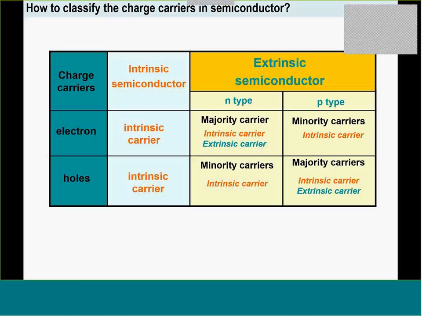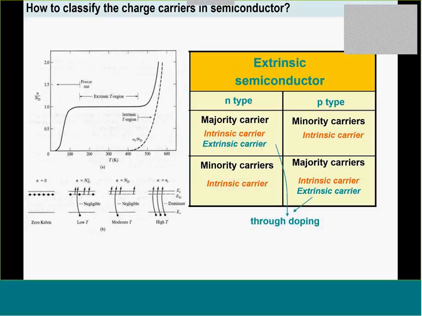Okay, so we are talking about the sources, the origin of the charge carriers in an intrinsic semiconductor and also an extrinsic semiconductor, because all these extrinsic carriers come through doping. Now the crux of the matter, this is what it is all about: how the charge carriers change with temperature.